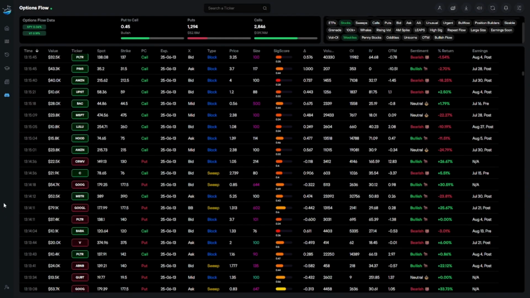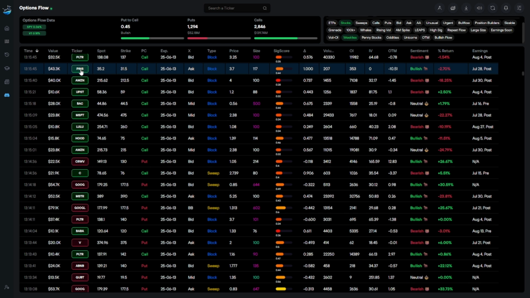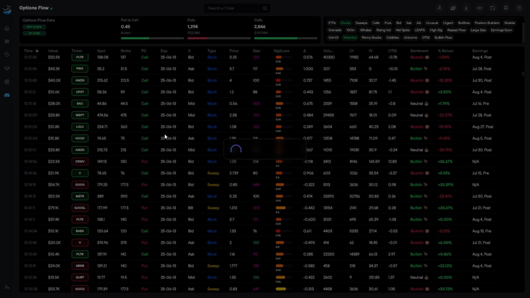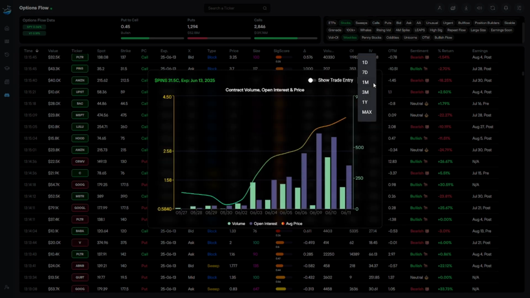Let's start with where to find this feature. For any ticker that you're looking at, simply click on it and then select this button here, Option Chart. Now you can change your time frame up in this corner here. I usually start on 1 month just to see what's going on with the recent action.